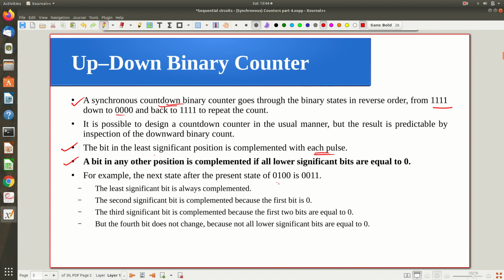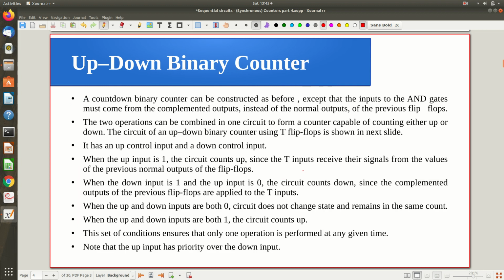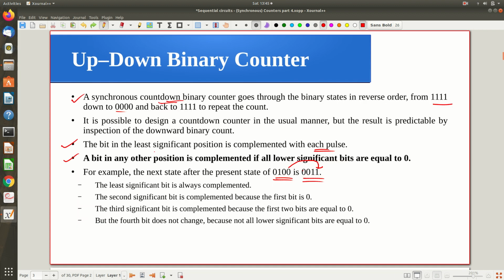For example, the same example we saw, like after 4 you should get 1, and you know this bit is toggled because it is the least significant bit. This bit is also toggled because the bit following it is 0, and this bit also toggles because all the bits following it are 0. Now this bit remains the same because the bits following it are not all 0. Is that idea clear? Okay, let me remove this, it looks complex. So you can see that the least significant bit is always complemented. The second bit is complemented because the first bit is 0. The third bit is complemented because the last 2 bits are 0. But the fourth bit is not changed because all lower significant bits are not equal to 0. Okay, fine.